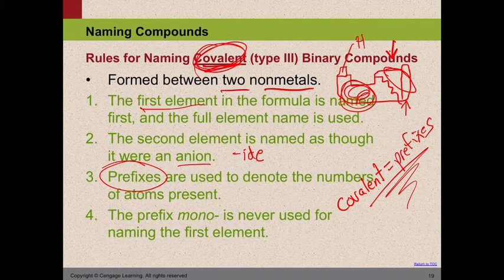And the only other rule to remember is never put mono on the first one. So if we have, always there'll be like an X and a Y. If there's only one of these, we don't put mono on it. We do use, anytime there's anything, we use a prefix on these.